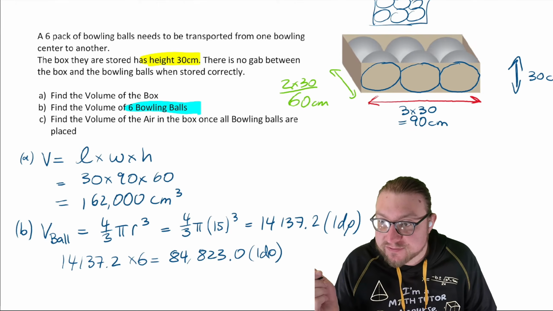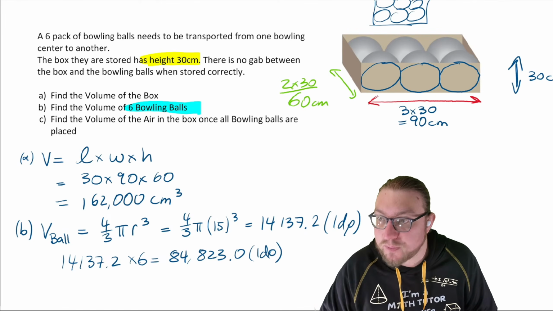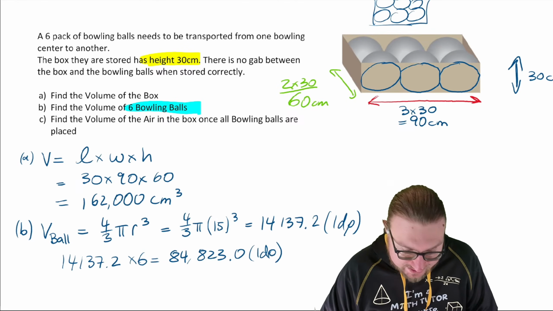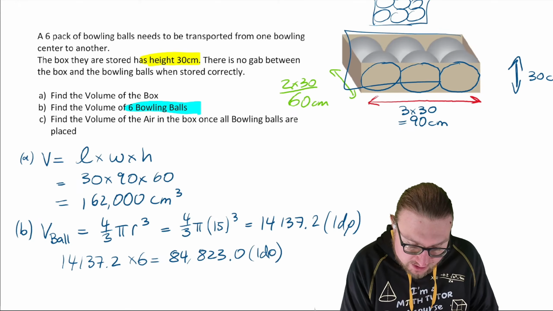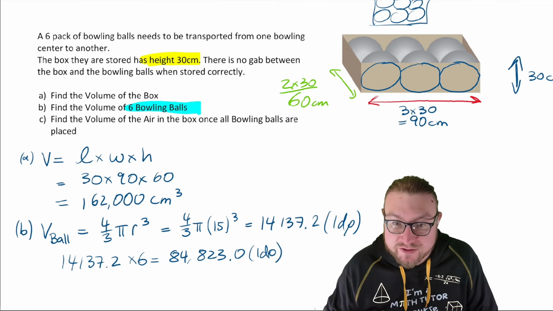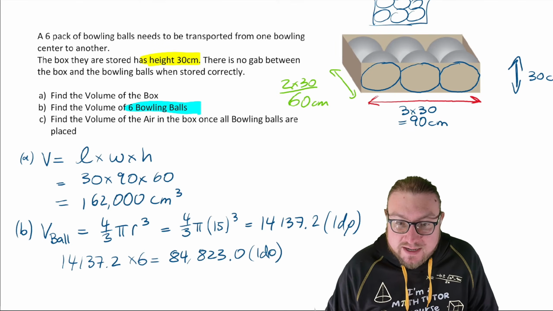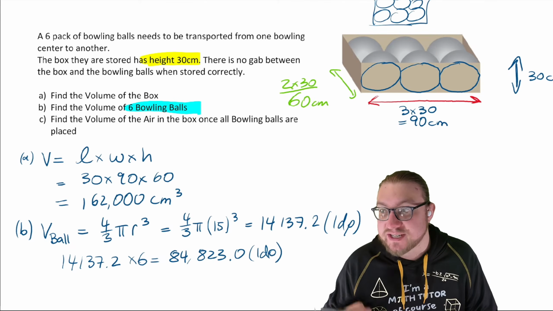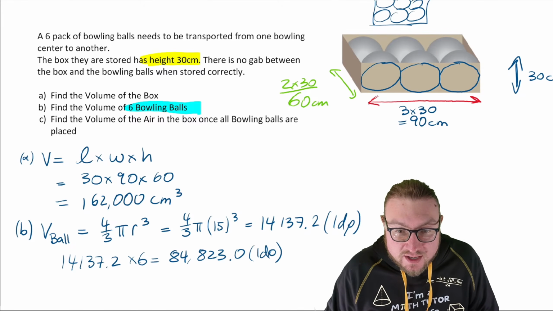And part C says, find the volume of the air in the box once all the bowling balls are placed. So how do we find that? Well, we've already got the volume of the box itself. We've got the volume of everything that's inside of it. And then we just need to find the air, which is the difference between them.